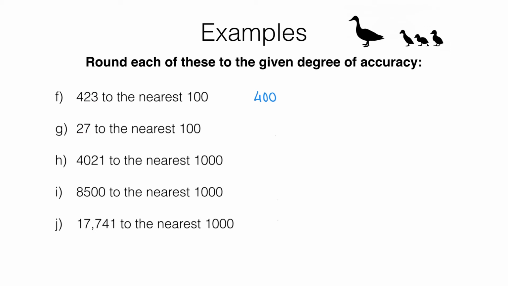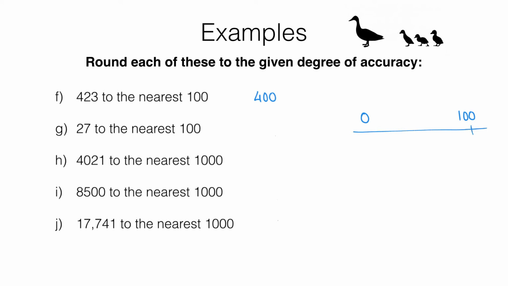Now, 27, that's an interesting one when we're rounding it to the nearest 100. Think about the number in the 100 times table that's just below 27. Well, 0 times 100 is 0, and the next number along is 100. So remember, your 100 times table goes up in steps of 100, which means what comes before 100 is 0.